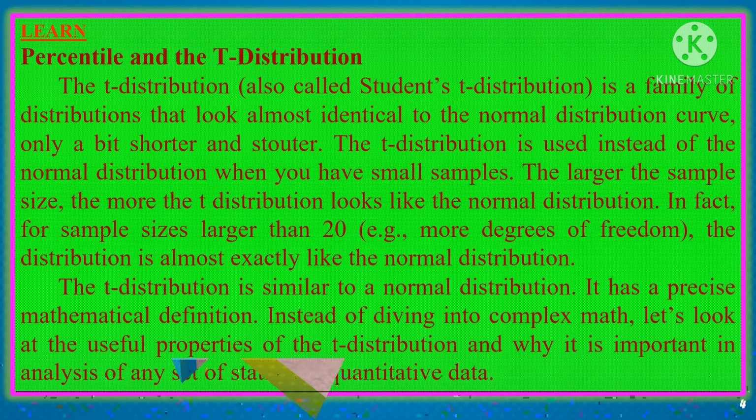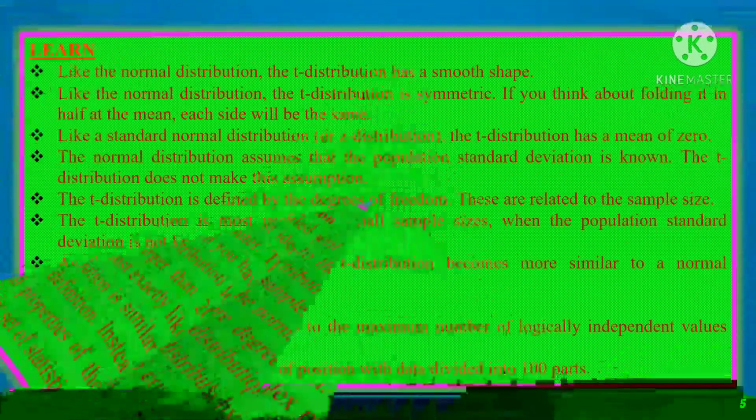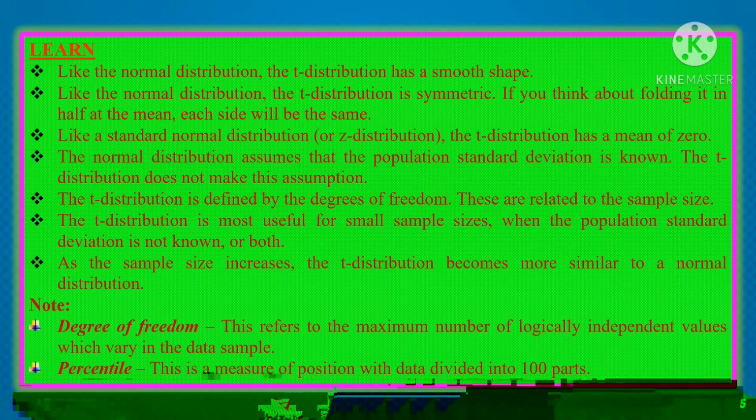The T-distribution is similar to a normal distribution. It has a precise mathematical definition. Instead of diving into complex math, let's look at the useful properties of the T-distribution and why it is important in the analysis of any set of statistical quantitative data. Like the normal distribution, the T-distribution has a smooth shape. Like the normal distribution, the T-distribution is symmetric. If you think about folding it in half at the mean, each side will be the same.